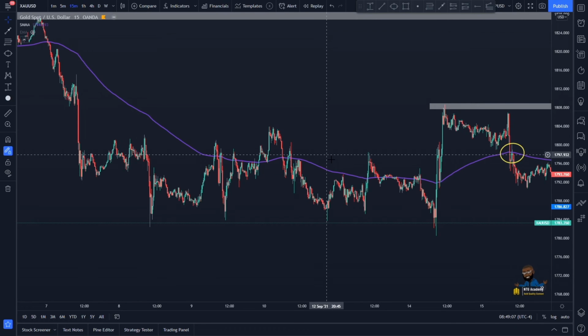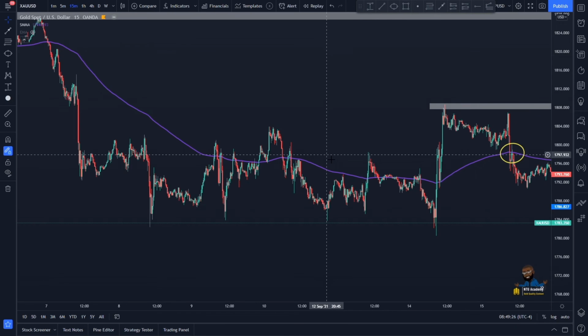All right, guys. So dynamic support and resistance, very, very simple concept. You know, you can trade it with the trend continuation, or you can wait for the break, the retest of the SMA, just like support and resistance zones, and you can trade it that way, right?